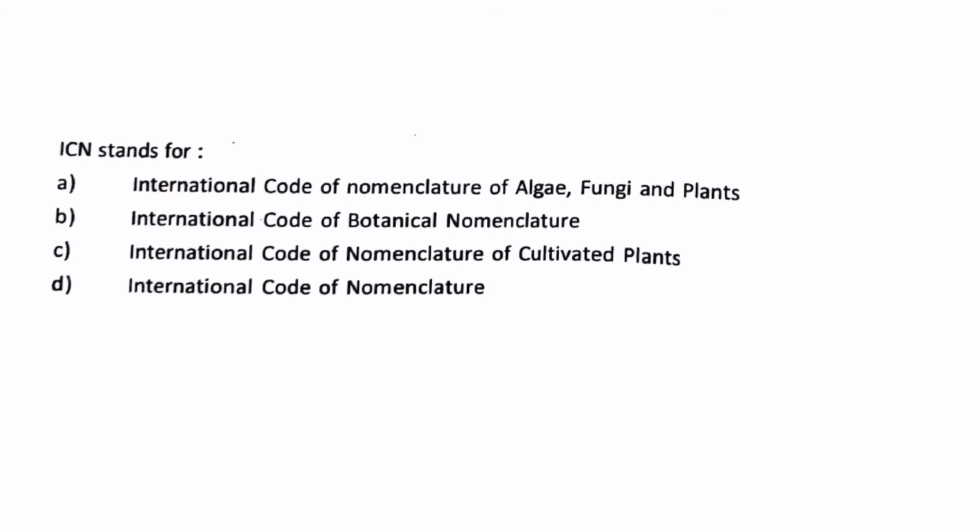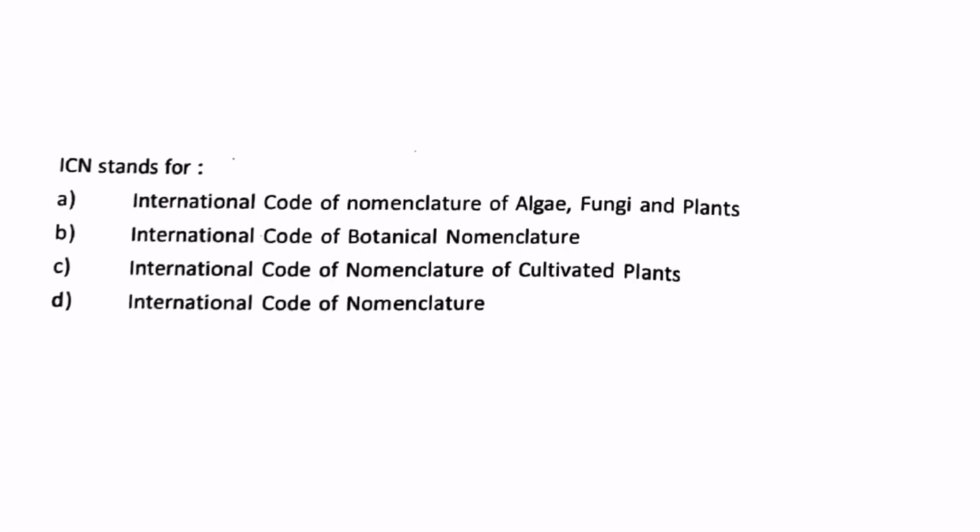ICN stands for. Option A, International Code of Nomenclature of Algae, Fungi and Plants. Option B, International Code of Botanical Nomenclature. Option C, International Code of Nomenclature of Cultivated Plants. And D, International Code of Nomenclature. Well, the ICN stands for International Code of Nomenclature of Algae, Fungi and Plants. Most of the times we tend to confuse it with International Code of Nomenclature as its abbreviation does match, but the fact is the answer will be A.